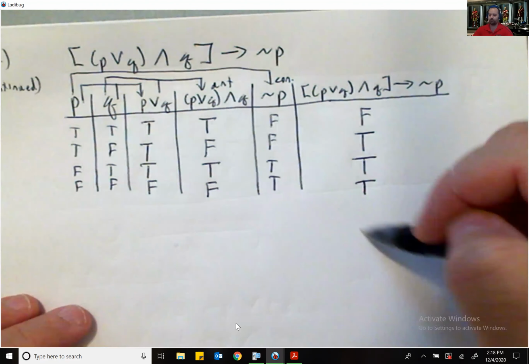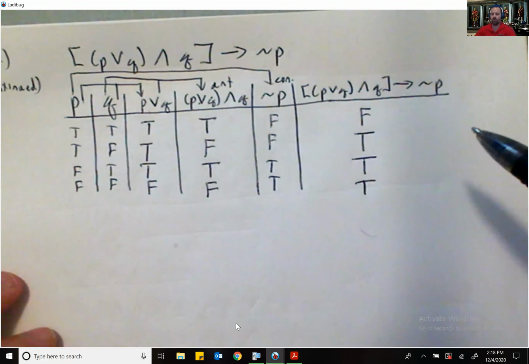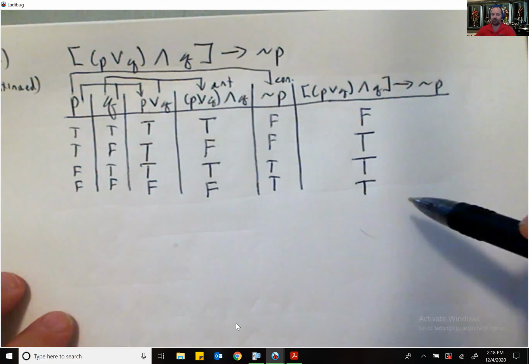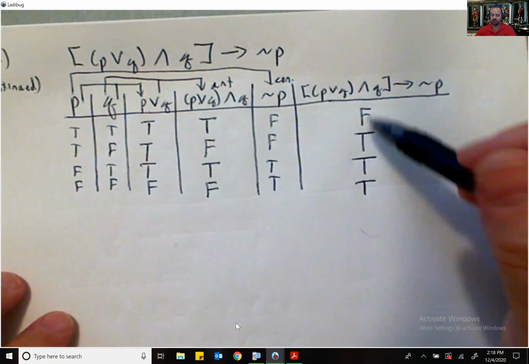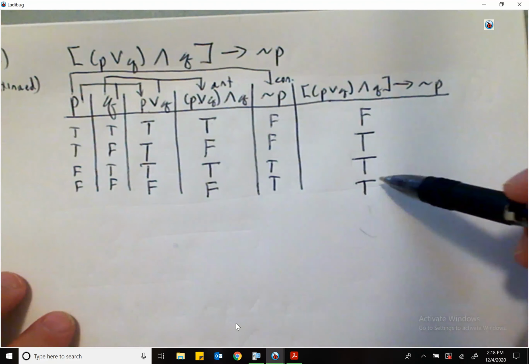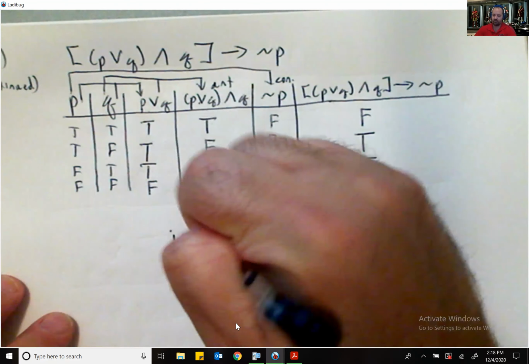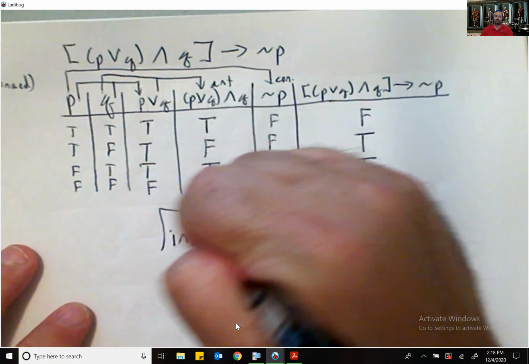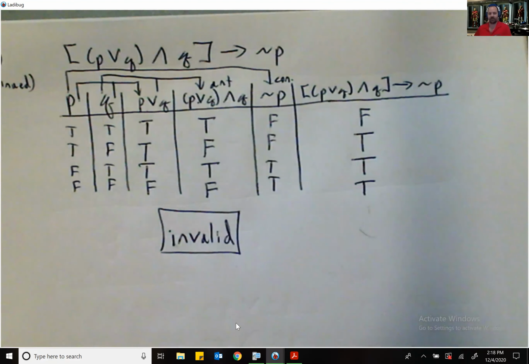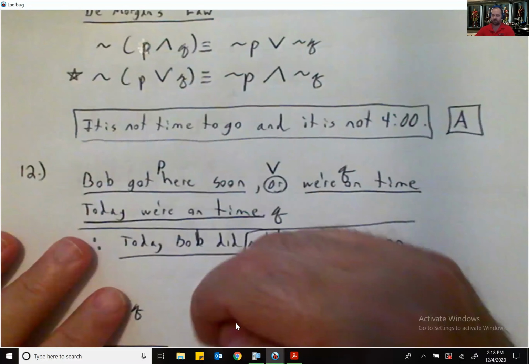So here's what we know. Based off this information, in order to be a valid argument, you have to be a tautology. Is this a tautology? No. So it is invalid. It is an invalid case. And in the blank at the end, you would put this argument.